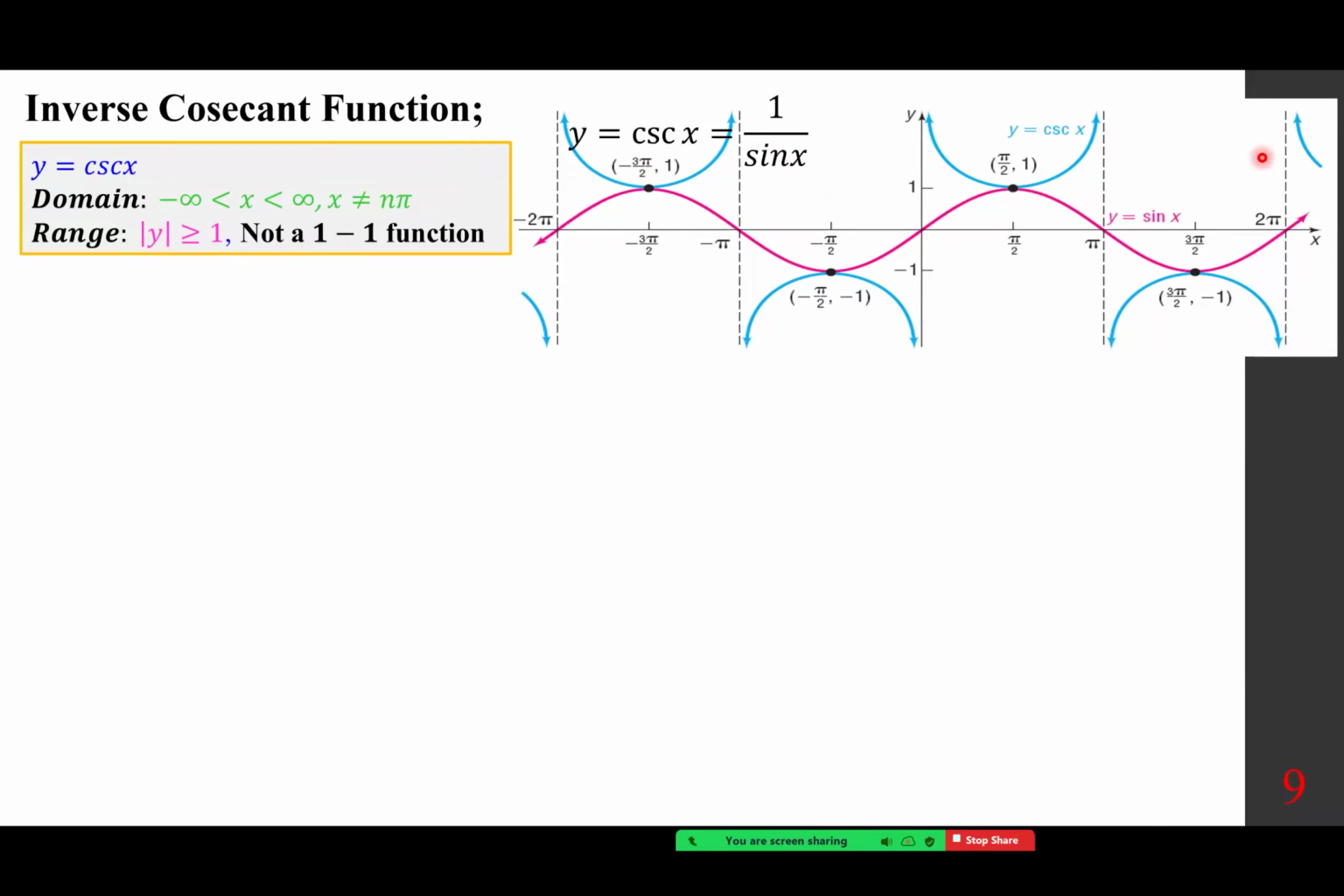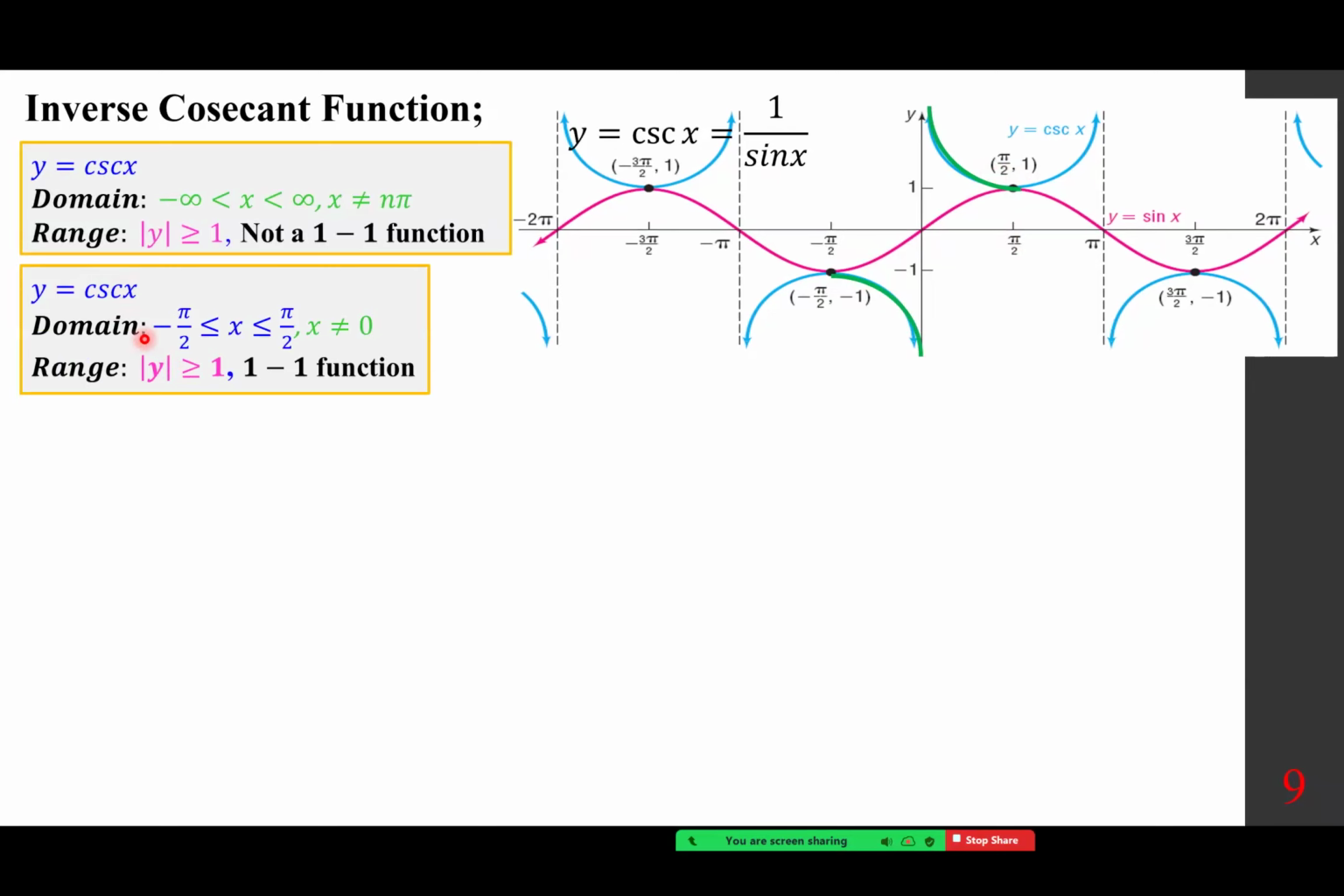What do we do? Restriction. How do we restrict it? Since we restricted sine from negative pi over 2 to pi over 2, we do the same thing here from negative pi over 2 to pi over 2, these two pieces. And they cover everything we want. In other words, y equals cosecant x, we restrict the domain from negative pi over 2 to pi over 2, and x instead of can't be n pi, it just can't be 0. We haven't lost the range, the same thing, but now this one with the restriction is a one-to-one function.